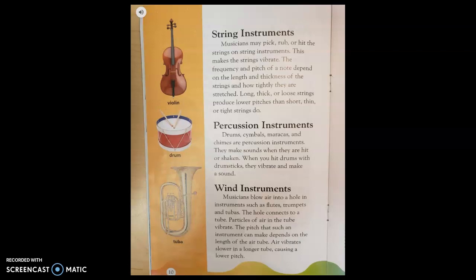Wind instruments. Musicians blow air into a hole in the instrument such as flutes, trumpets, and tubas. The hole connects to a tube. Particles of the air in the tube vibrate. The pitch that such an instrument can make depends on the length of the air tube. Air vibrates slower in a longer tube, causing a lower pitch.